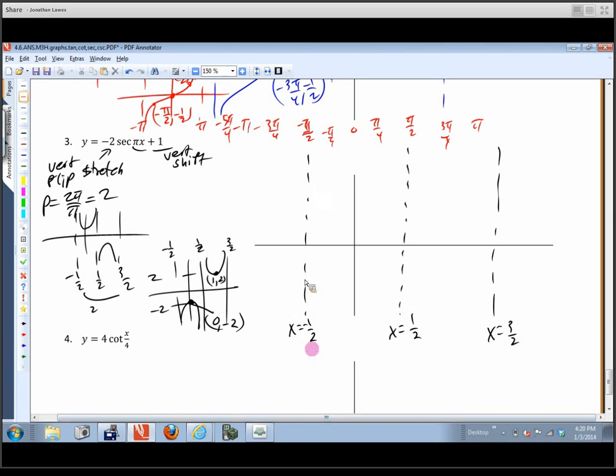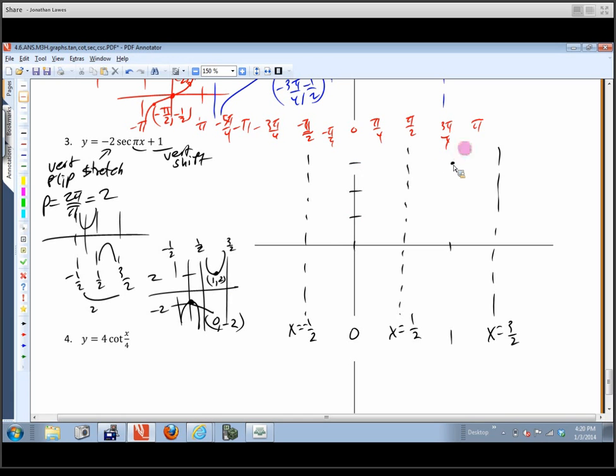So an asymptote at negative 1 half, an asymptote at 1 half, and an asymptote at 3 halves, or 1 and a half. Okay. Beginning, middle, end, there are the quarters. That would be 0, and this would be 1. Okay. And then I need to take this graph and I need to slide it up one unit. So there's 1, 2, 3.